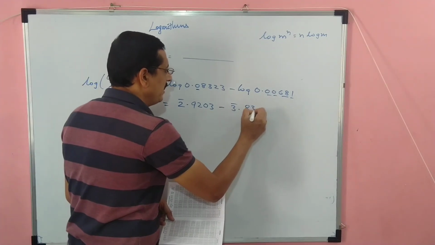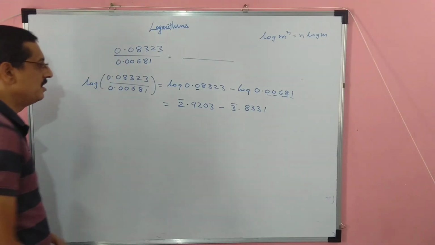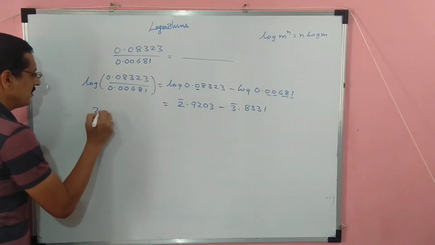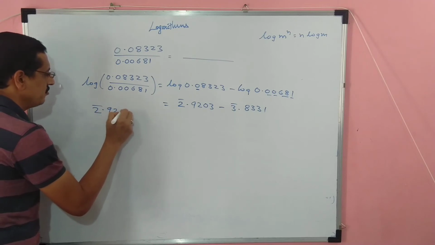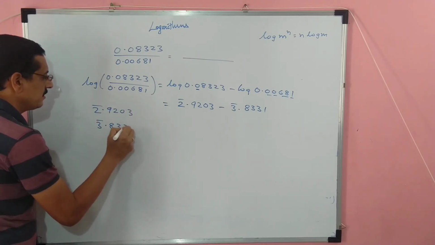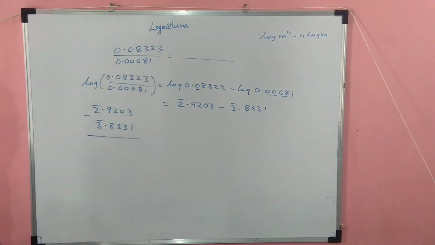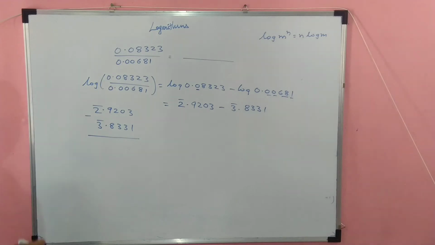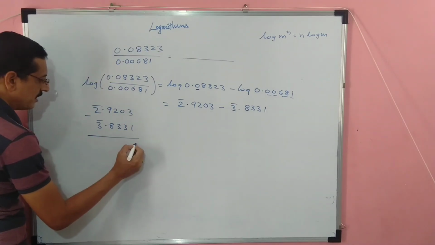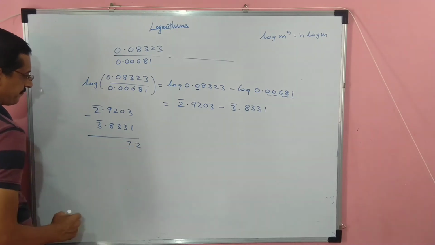So it is 8331. Now we have to find out the difference. अभी देखो student, this I'll write like this, it is bar 2.9203 and this is bar 3.8331 और ये difference find out करना है students. So check now. 3 minus 1 is 2. 10 minus 3 is 7.